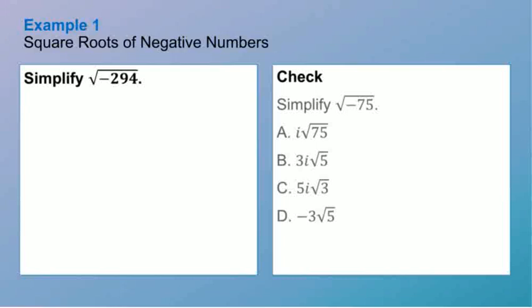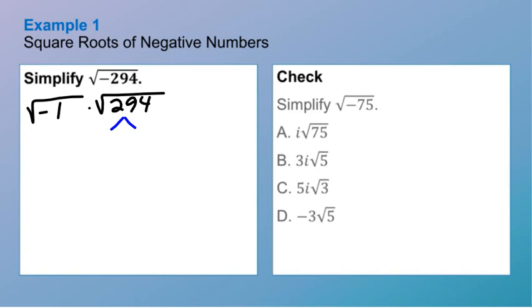Here we want to simplify radicals and find the square roots of negative numbers, so we're going to be dealing with imaginary numbers. For this one, I want to break this apart. I have to take care of this negative. I know that that's going to be the square root of -1, and then this is going to be times the square root of 294. Now I want to break down the square root of 294.